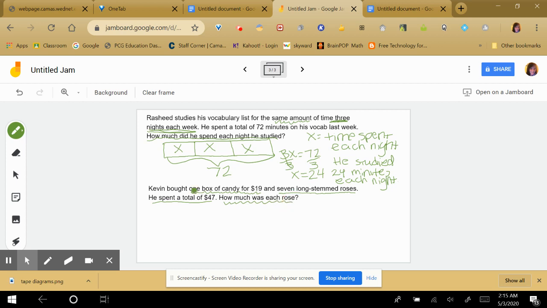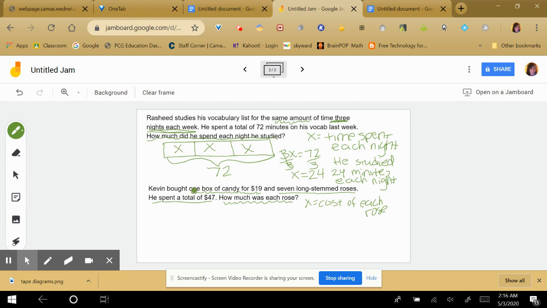Again, if the question is asking us how much each rose was, they're asking us something they don't know. They're asking us the unknown, and that's what variables are for. So I'm going to take this question and right away I'm going to define my variable. How much was each rose? X equals cost of each rose.